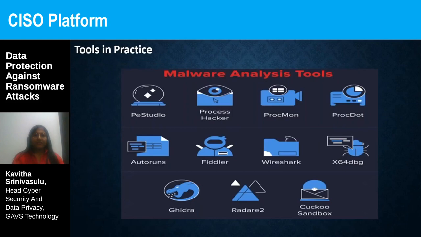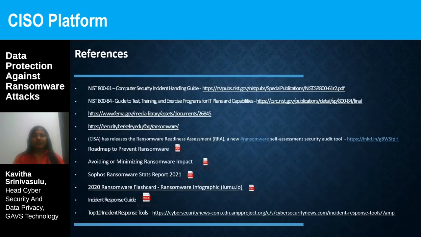Okay, now I've given here some of the tools in practice for analyzing malware, or to identify what kind of issues are arising. And here are some of the references. I'm giving you some incident handling guidelines and templates for training and exercises, and plans and capabilities. I've also included CISA. CISA has released a ransomware readiness assessment recently, so the link is given here to do a self-assessment, and a roadmap to prevent ransomware, and some statistics of ransomware which occurred in 2021 and 2020 for your reference, and to understand how it is happening in the market.